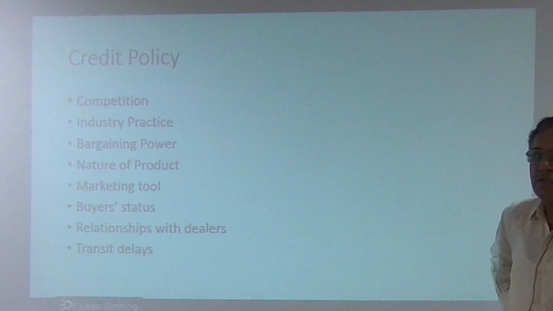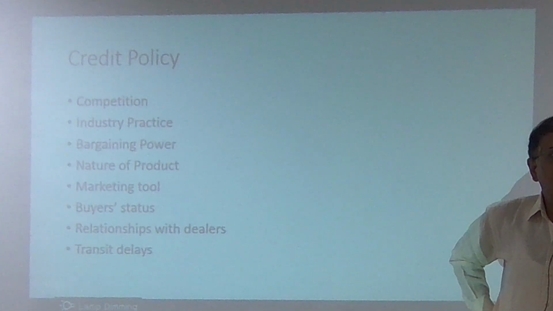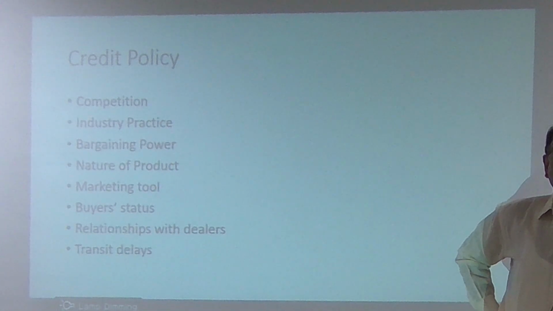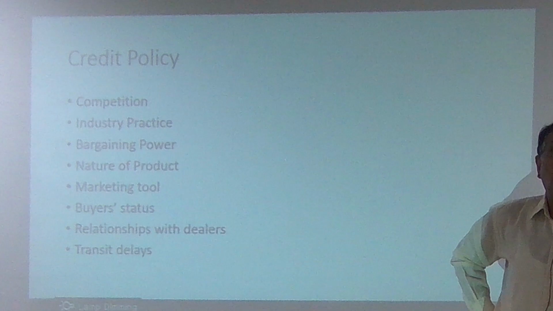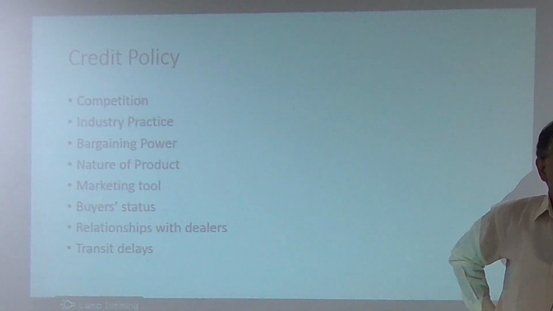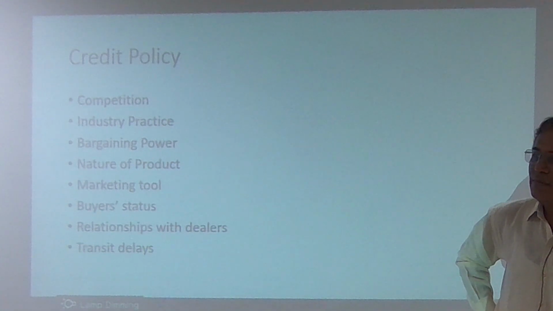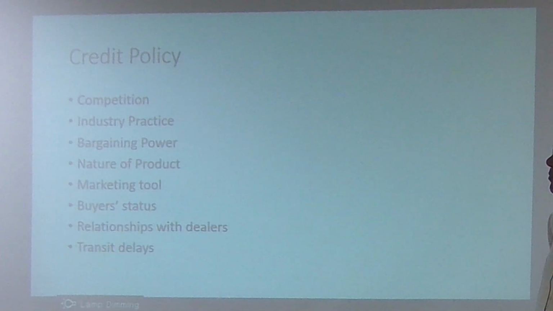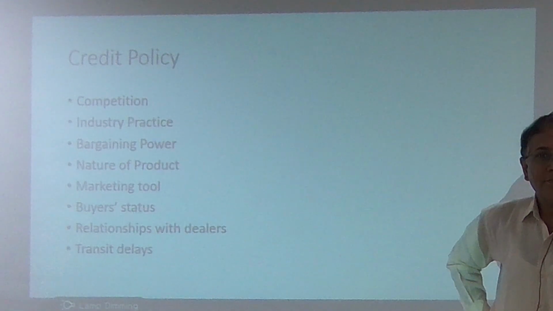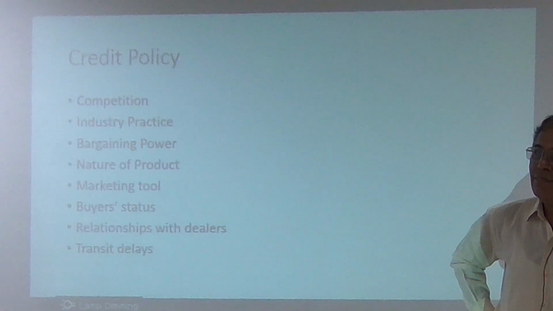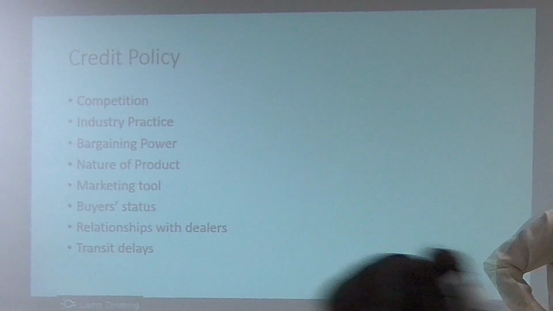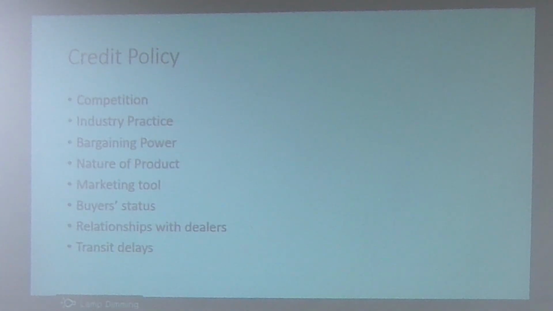Similarly, industry practice. What is the overall practice in the industry? Whether competition is there or not, as I was mentioning, banks and non-bank finance companies have always been there in credit extensions. So credit cost has to be borne, right? Third one is bargaining power. Sometimes it happens: who has better bargaining power, the borrower or lender, the buyer or seller? Depending upon the bargaining power, credit is actually decided.